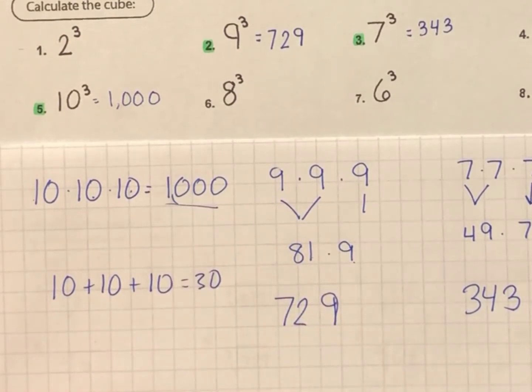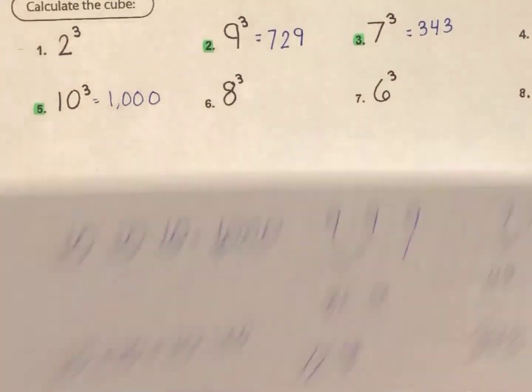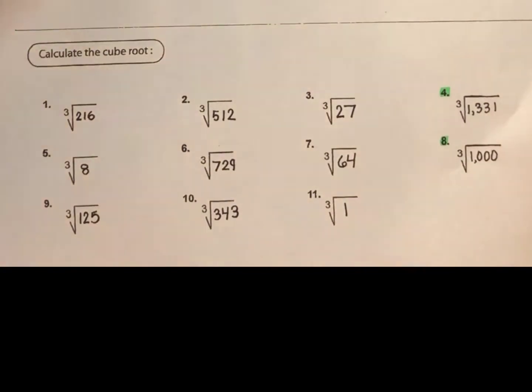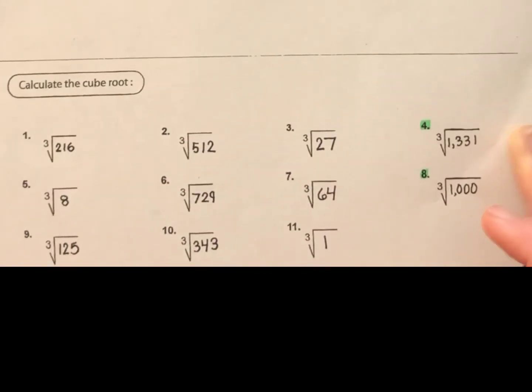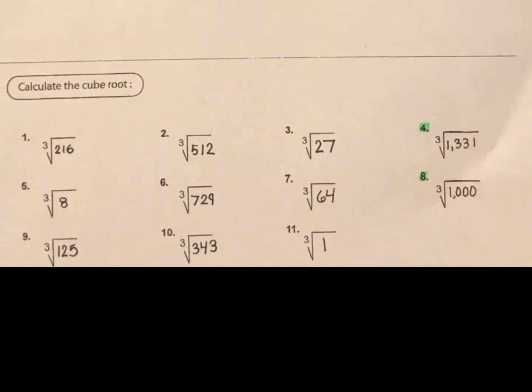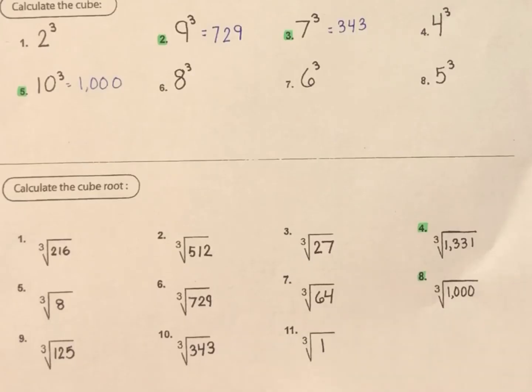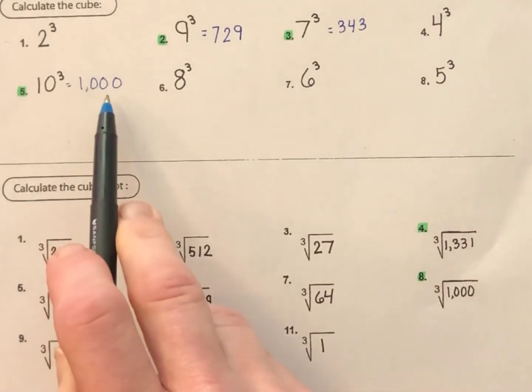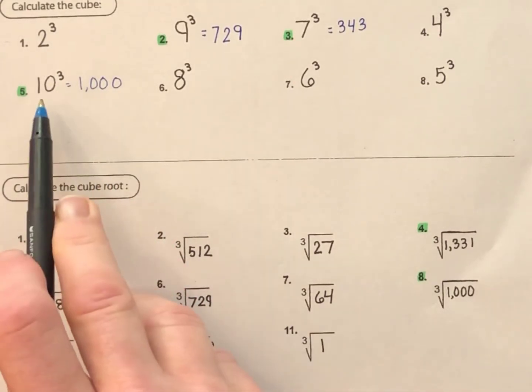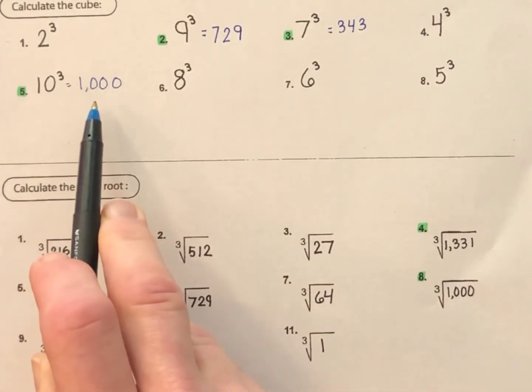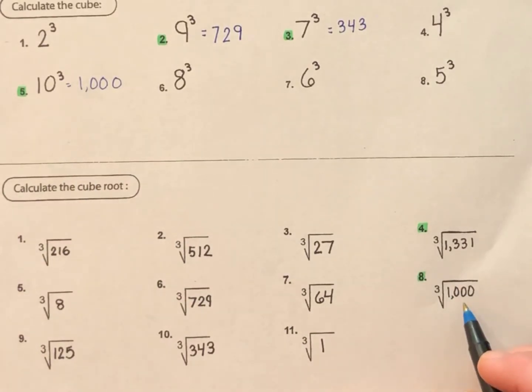Be careful. Now, the bottom part, I'm going to do the 2 that are highlighted, and I'm going to do a couple more. The first one, the cubed root of 1,000. Well, that's pretty easy because I've got it right here. The cube of 10 is 1,000. So the cubed root of 1,000 is 10.